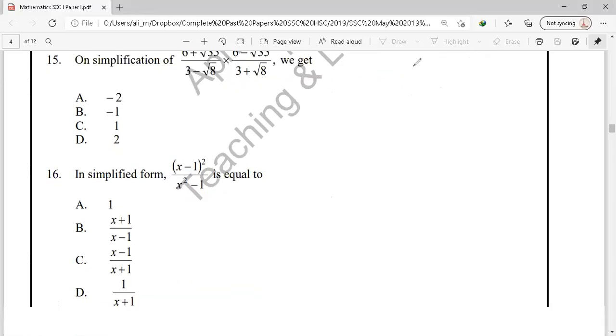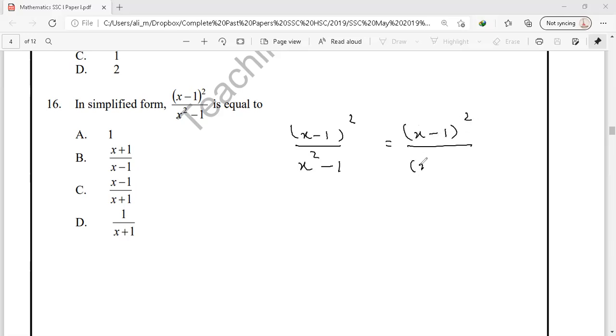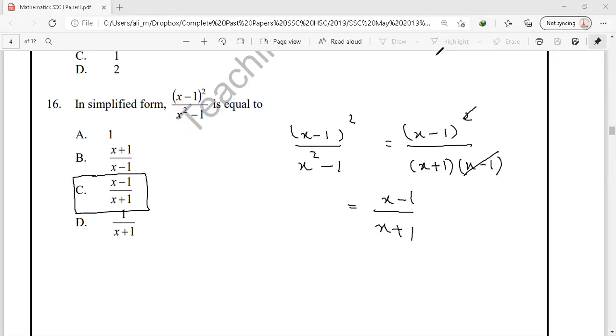Let's see the next question, question number 16. We have to simplify this expression, (x minus 1) whole square over x square minus 1. So in the denominator, we factorize x square minus 1. We know that it is equal to (x plus 1)(x minus 1). We have x minus 1 in the numerator, so this will be cancelled out, and the remaining we will get is (x minus 1) over (x plus 1). So the correct option for question number 16 is option C, (x minus 1) over (x plus 1).